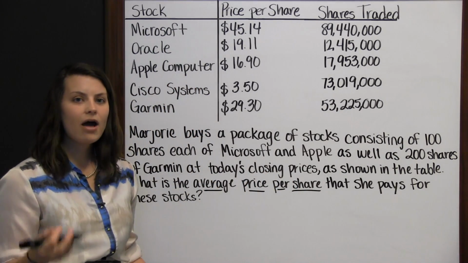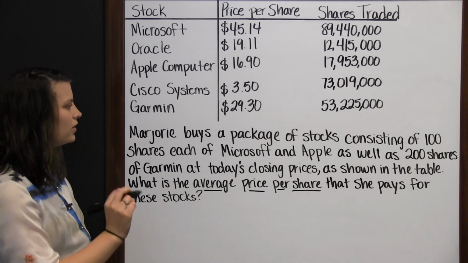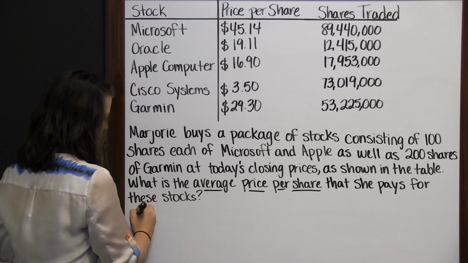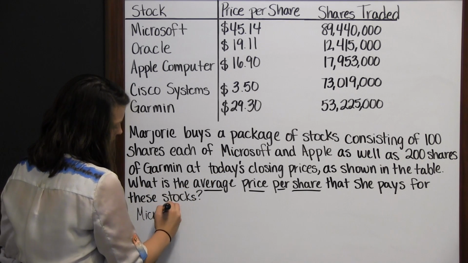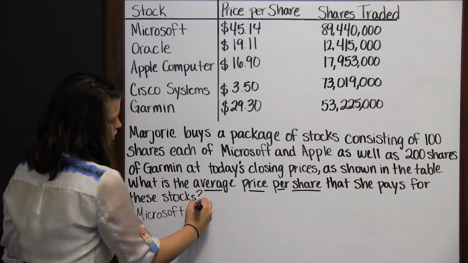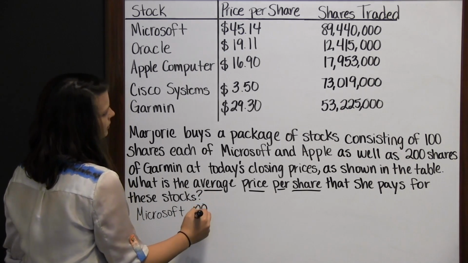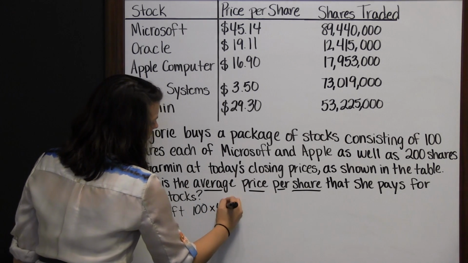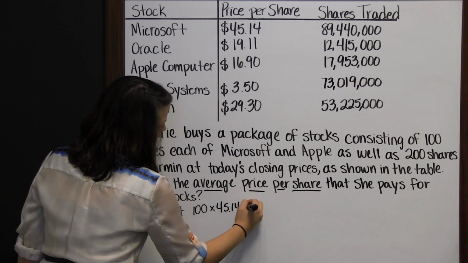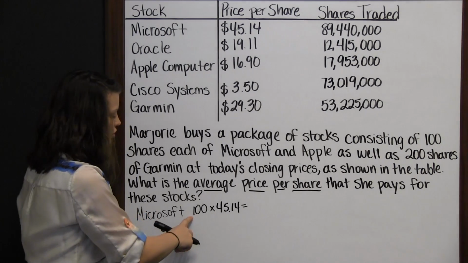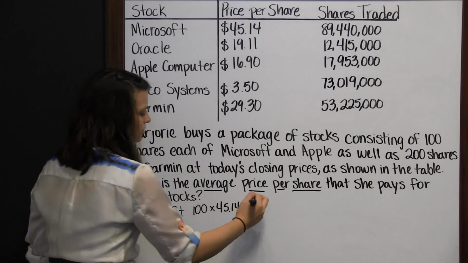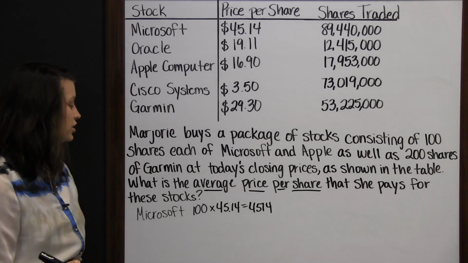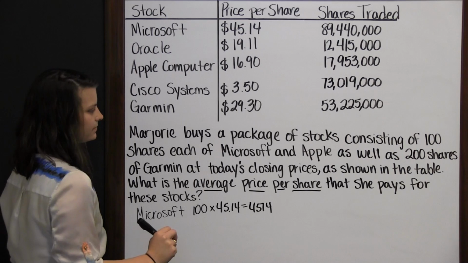So first I'm going to figure out how much money she spent on these shares. So she got 100 shares of Microsoft. So let's start with Microsoft. She bought 100 shares for $45.14 each. And multiplying by 100 just means you move that decimal 2 places to the right. So it's $4,514 that she spent on her Microsoft shares.